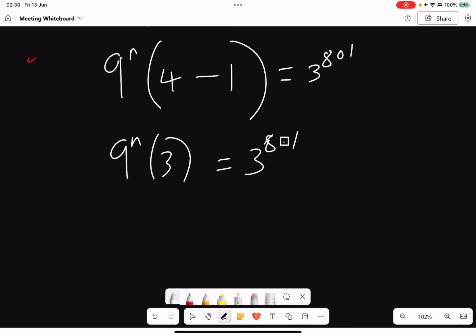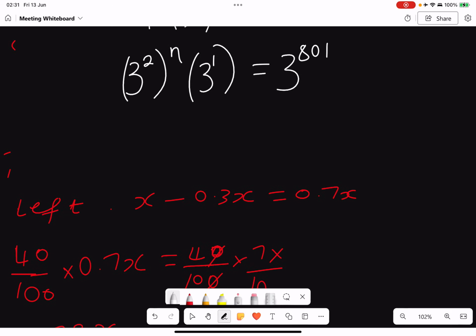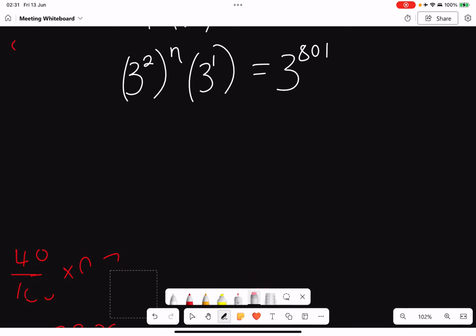Let's fix this actually. Perfect. And then 9 can be written as 3 to the power of 2, then that's to the power of n. Then we have multiplied by 3 to the power of 1, which equals 3 to the power 801. That will give us 3 to the power 2n, because this and that will multiply, dot 3 to the power 1 equals 3 to the power 801.